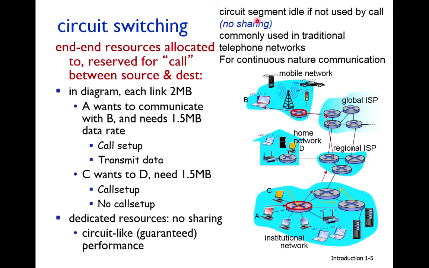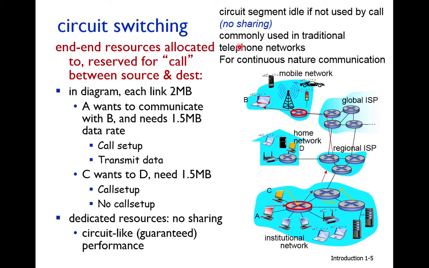If the circuit segment is idle, then it cannot be used by others. For example, this circuit is established from A to B, and A and B are not sending data. If they are not sending data, then this circuit, this link, is idle. It is wastage.